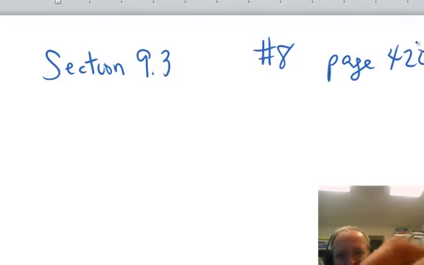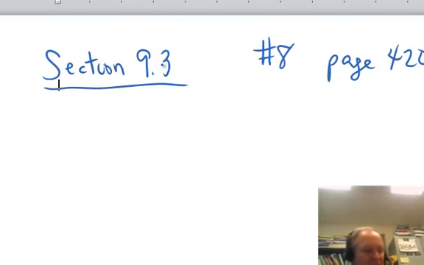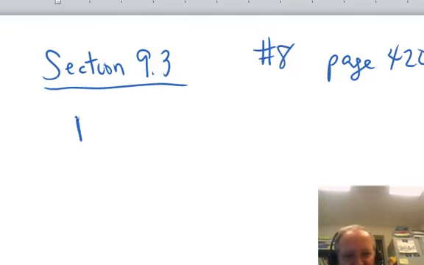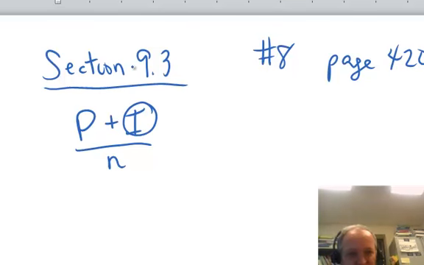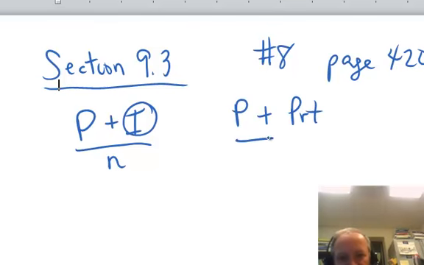The actual formula for this is on page 415, and the formula itself looks like this. It says P plus I divided by N. But this I right here is general interest. So the actual formula really looks like this: the I is replaced by principal times rate times time.